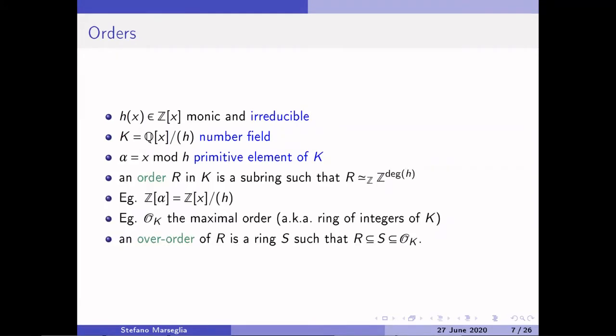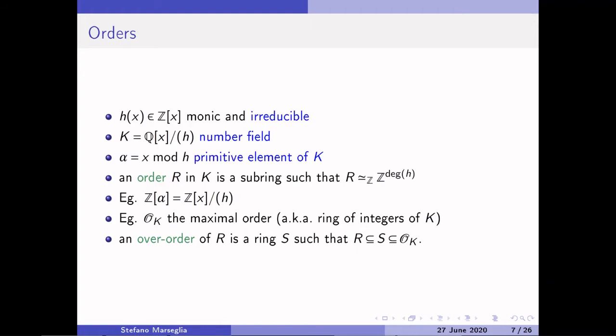Okay. So an order in this number field K, an order R, is a subring of the field K, whose additive abelian group is free of maximal rank. So it's isomorphic as an abelian group to Z to the power of the degree of the polynomial. Examples of orders are the monogenic order, or equation order if you're a Magma user. So Z[alpha], which is just Z plus Z times alpha plus Z times alpha squared, and so on up to Z times alpha to the power n minus 1, where n is the degree.